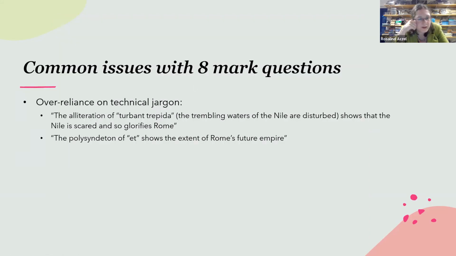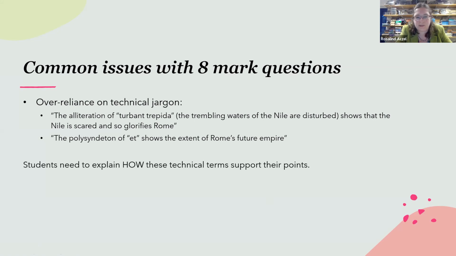My second one was over-reliance on technical jargon. You've got sort of nonsense like the alliteration of turbant trepida, the trembling waters of the Nile are disturbed, which isn't even a correct translation of that, shows that the Nile is scared and so glorifies Rome. I mean, really? The polysyndeton of et shows the extent of Rome's future empire. I mean, no, the word and doesn't show anything at all. It's the words in between the et, but they're so focused on the fact that there are lots of ets that they think that is the most important thing to talk about. So students need to explain how these technical terms support their points. Any suggestions for that?